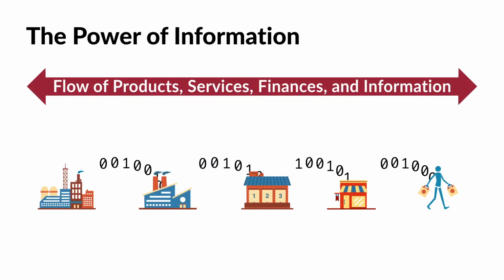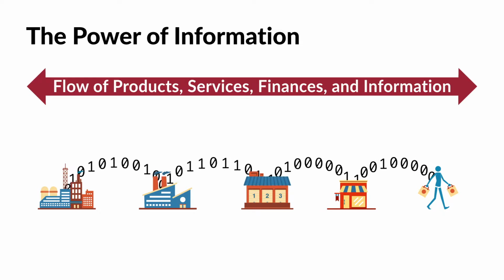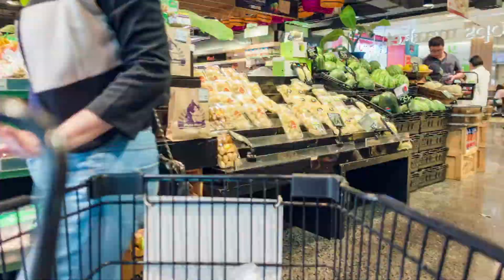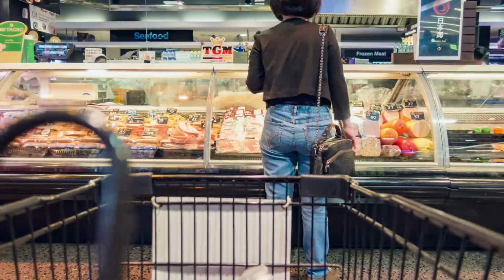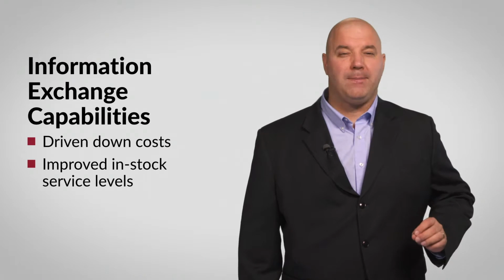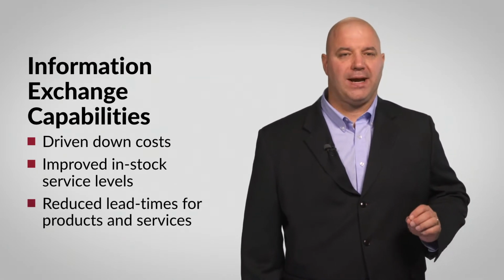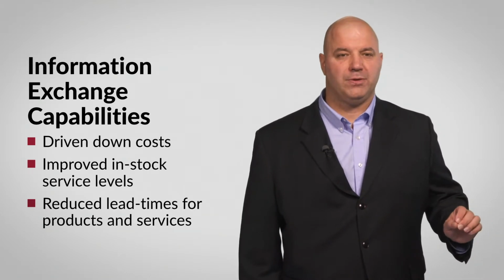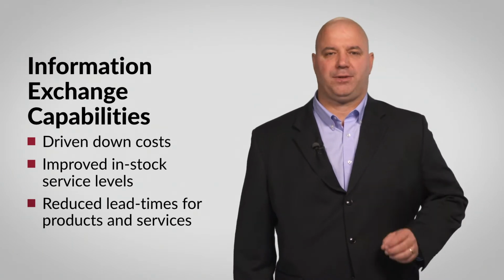As a result of improved information exchange capabilities, supply chain costs have dramatically declined over the past few decades. We now leverage information to drive down costs. We have literally pulled billions of dollars of cost and inventory out of retail supply chains. We've also dramatically improved in-stock service levels by developing better and better information exchange capabilities. And not only have we driven down costs and improved in-stock service levels, but we're now able to rapidly reduce lead times for products and services. Highly developed information exchange capabilities help all supply chain members do things better, cheaper, and faster.